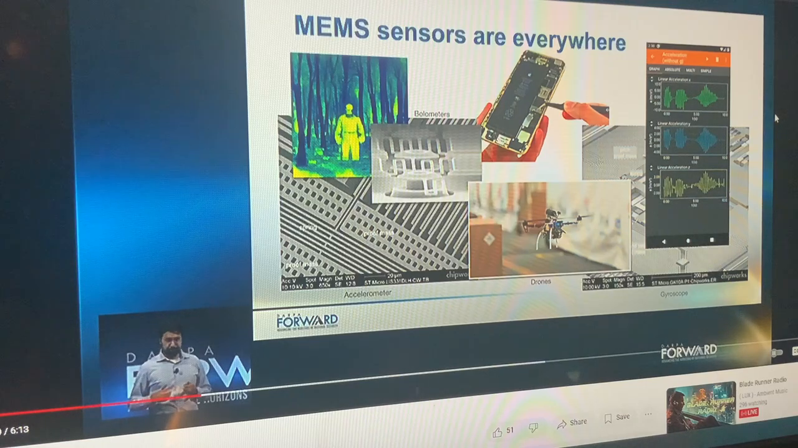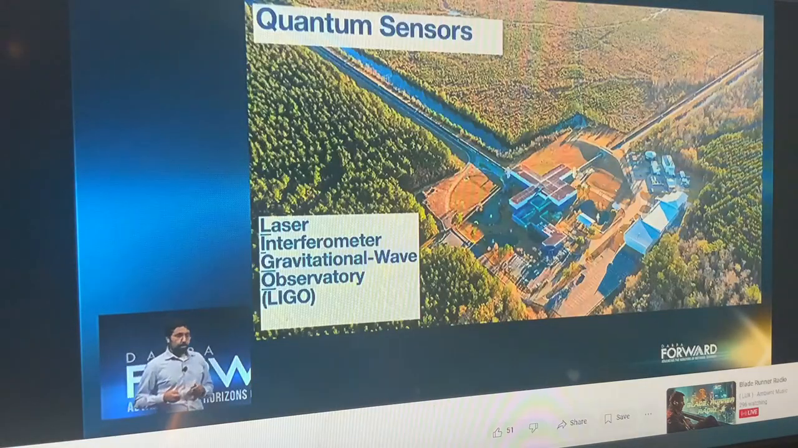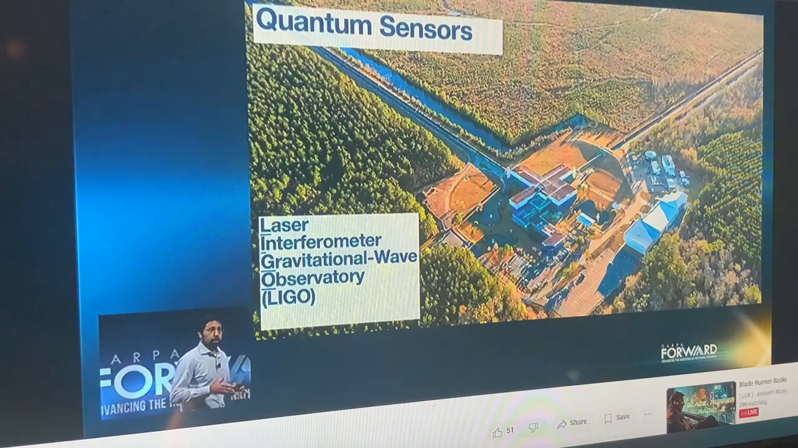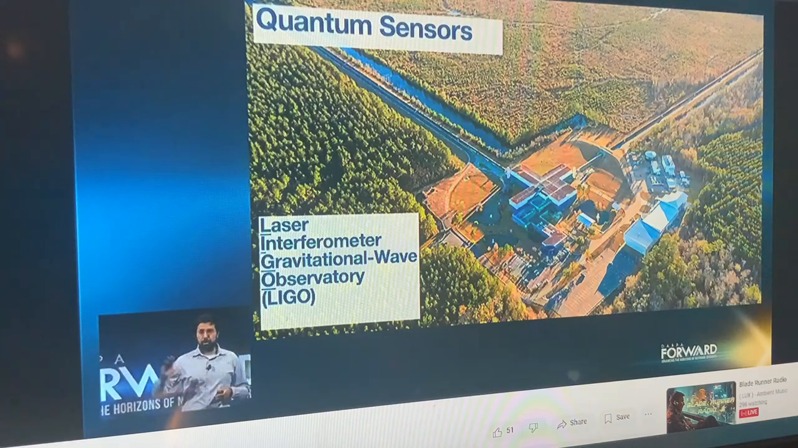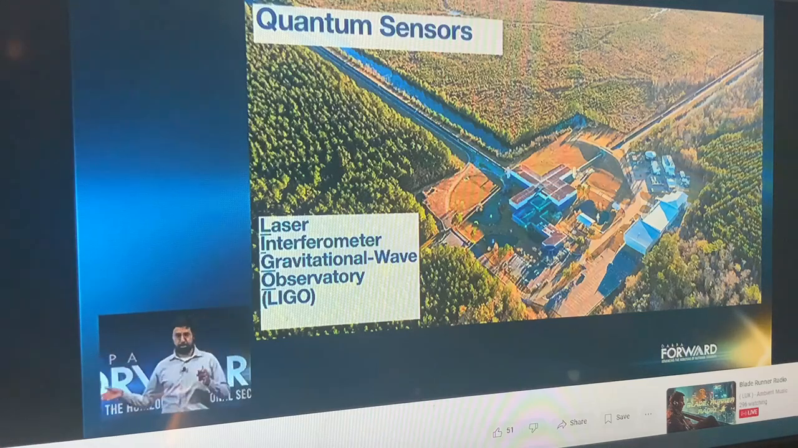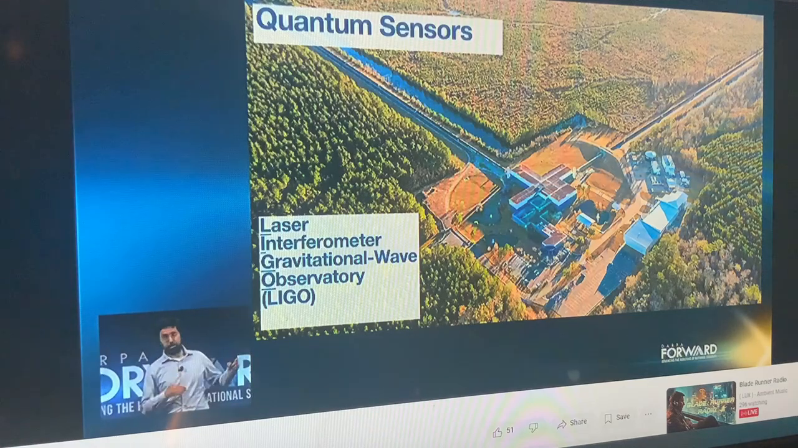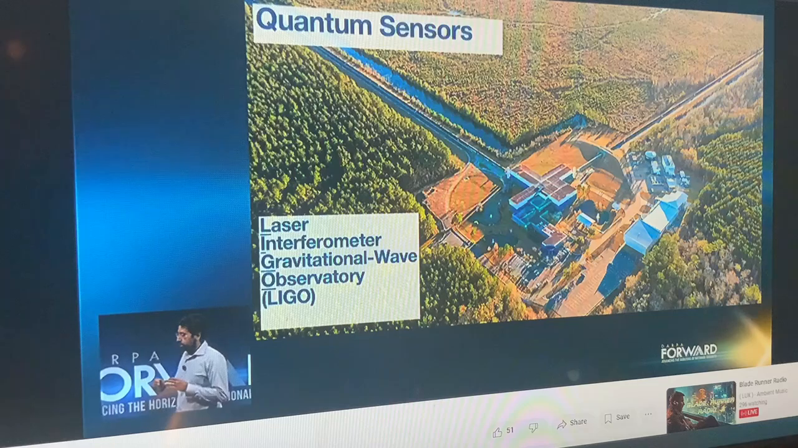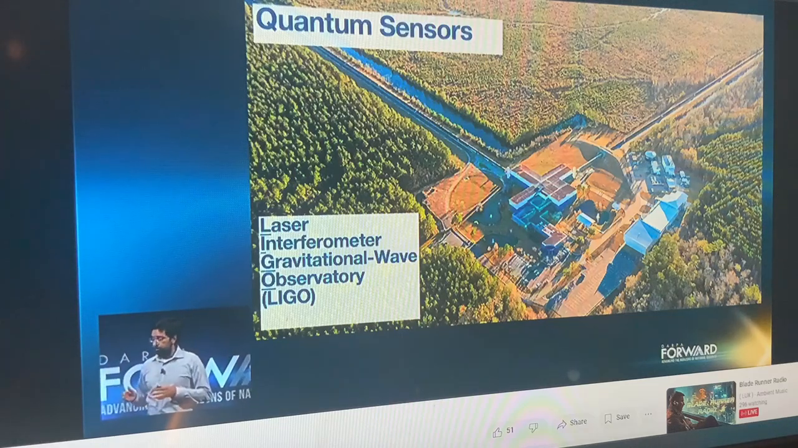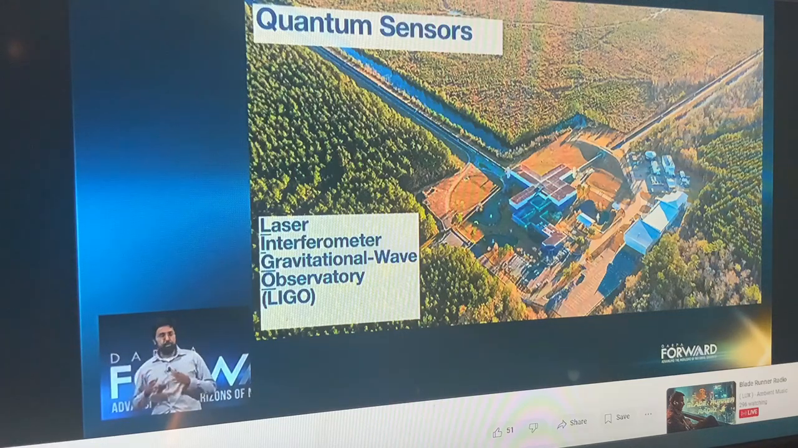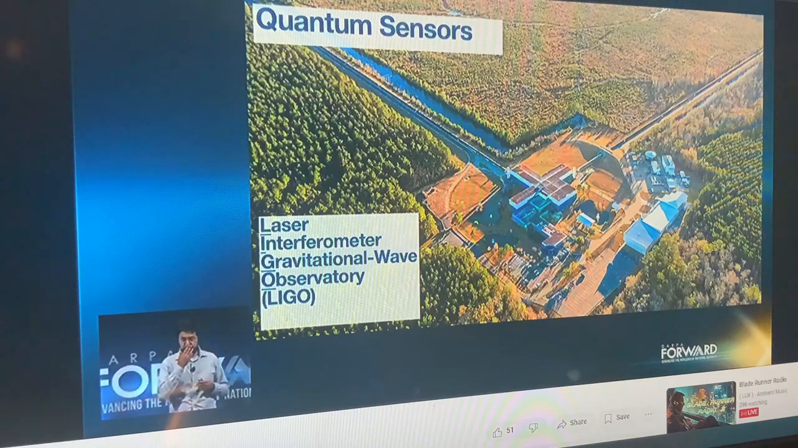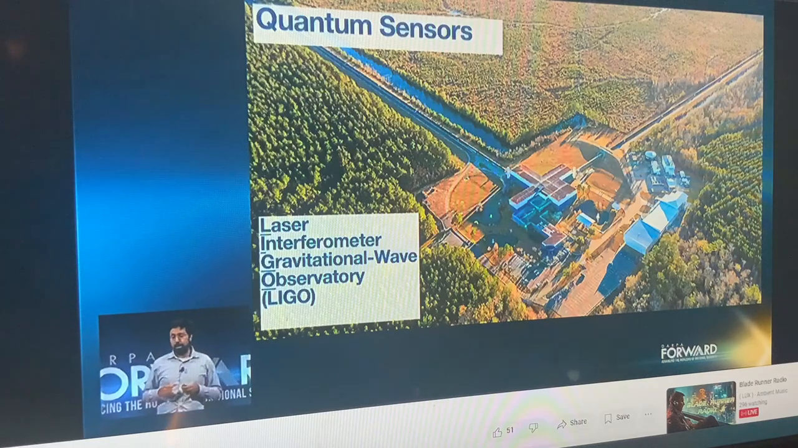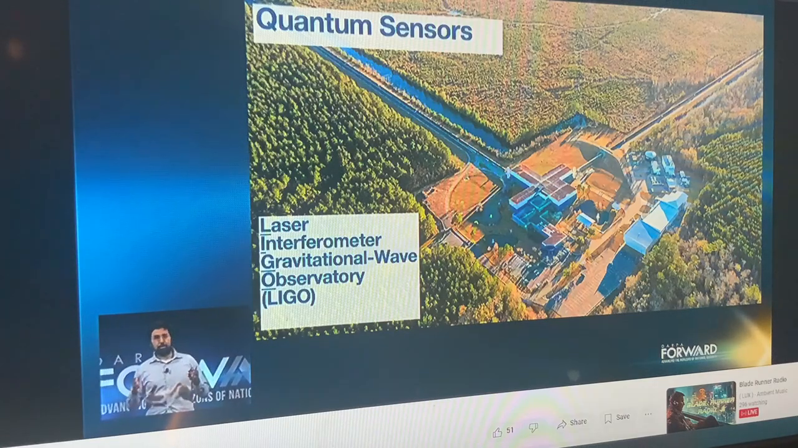Thermal imaging. Thermal imaging. Now, there's a separate story, which is that of quantum sensing. Not so far away, about 100 kilometers or 100 miles west of here, physicists and astrophysicists developed LIGO, the Laser Interferometer Gravitational Wave Observatory. And this is the most sensitive sensor instrument that's ever been created by mankind.